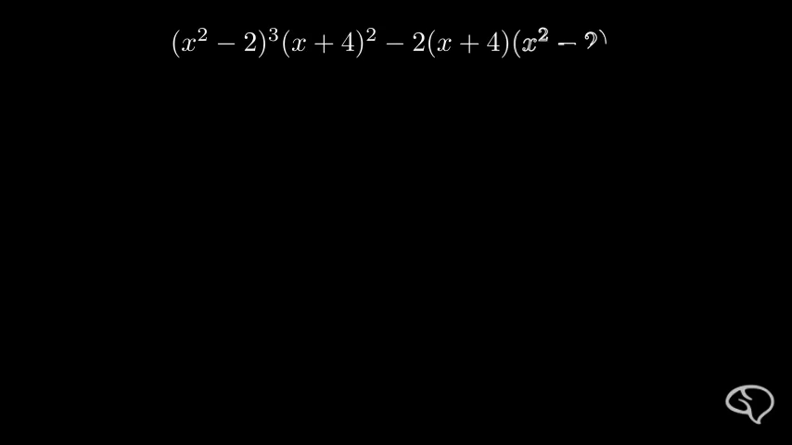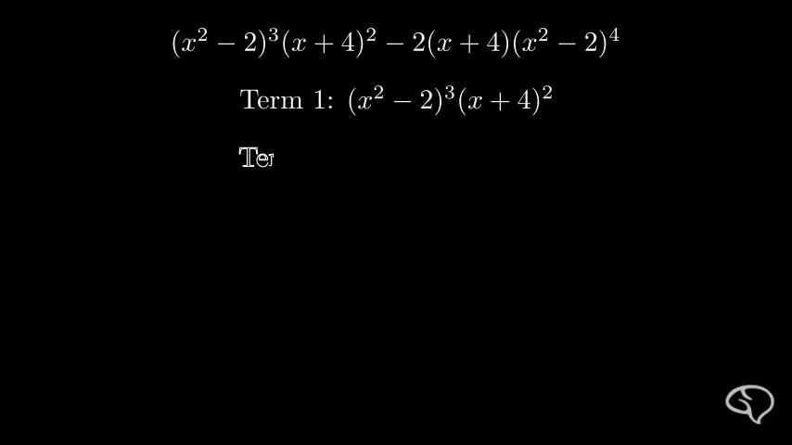Our first step is to identify the common factors in the expression. Think of this as finding the greatest common divisor, or GCD, for algebraic terms. Let's look at our expression again. We have two main terms separated by a minus sign. The first term is (x² − 2)³ times (x + 4)². The second term is 2 times (x + 4) times (x² − 2)⁴.